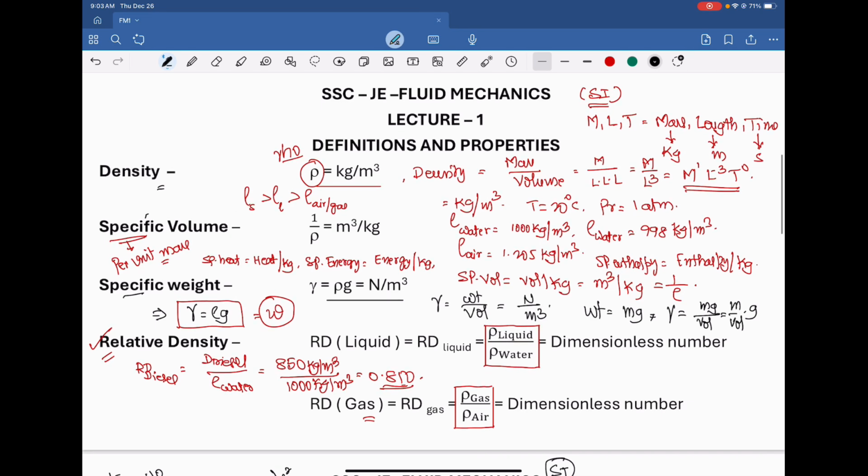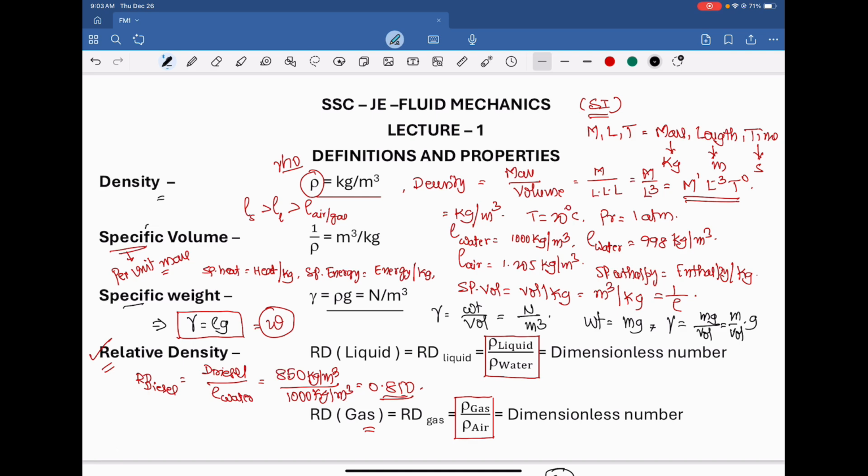Then we went down to properties of the fluid. One is density, units of density and laboratory conditions for finding the density. Then the inverse of the density is specific volume, cubic meter per kg. Those values also we have got, for water and air. Next is specific weight, that is gamma. Gamma is equal to W by V, it can be gamma is equal to rho g. And relative density, for a liquid, is rho of liquid by rho of water, a dimensionless number. For example, we have done it for diesel.